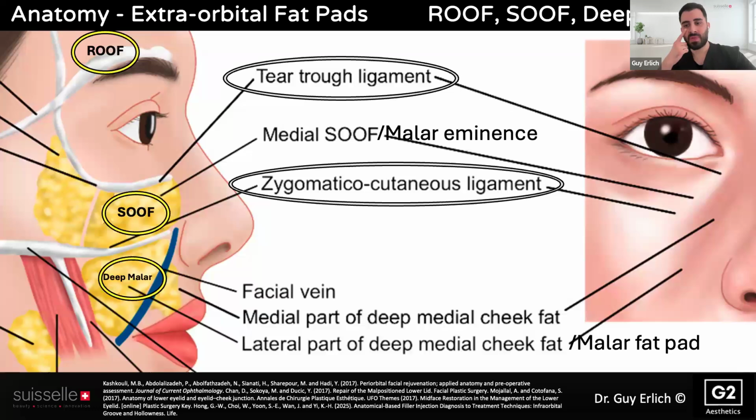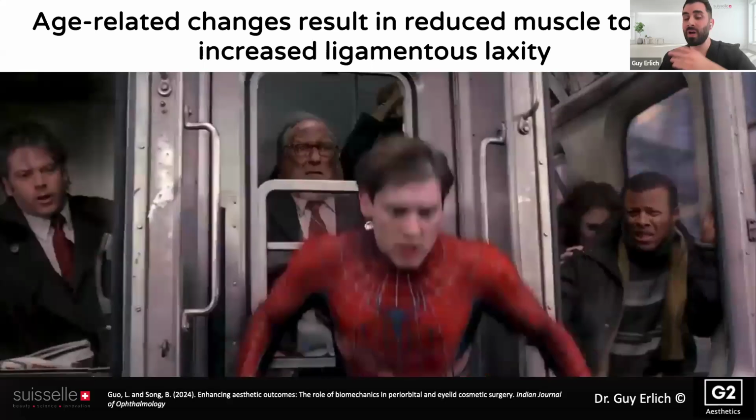So again, pseudo bulging or pseudo herniation of the intraorbital fat pad and atrophy of the extraorbital fat pad, like the SOOF between the tear trough or the orbicularis retaining ligament to the zygomatic cutaneous ligament, or the deep malar fat pad that can be found beneath the zygomatic cutaneous ligament, which is also being atrophied very, very early in age. Similar with the roof, but the roof is a bit more complicated, and I will leave it out of this session.